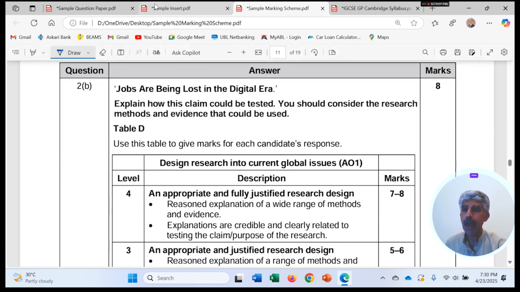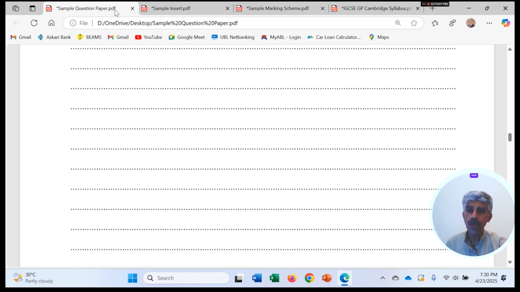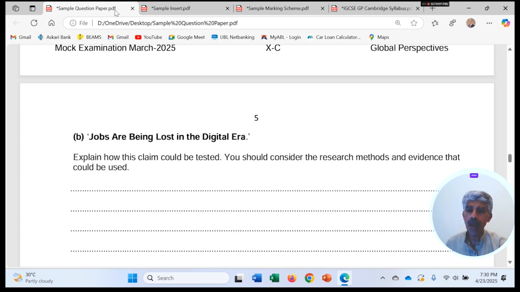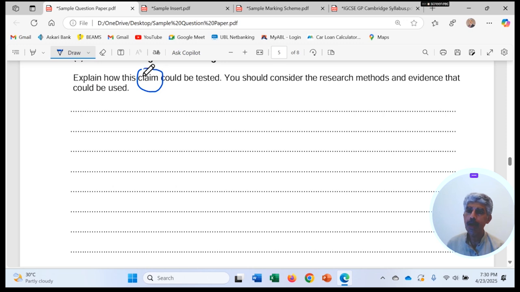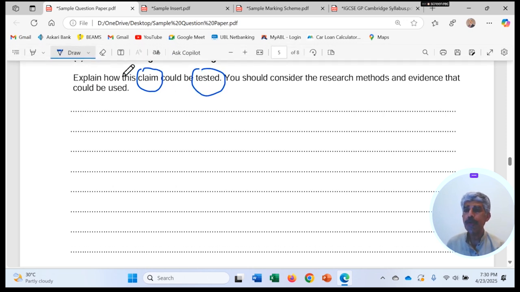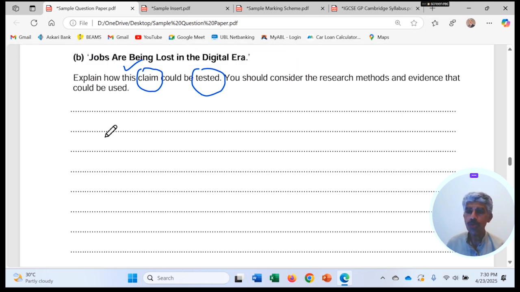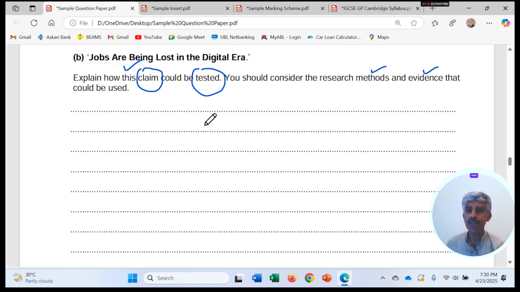If I go to the question paper first, here is question 1, 2A, and here is 2B. Jobs are being lost in the digital era. This is the statement, the claim, given over here, and we are supposed to test this claim. If we are given this claim, how can we test it? What are the methods we can use? So there are 3 different types, and it says they consider the research methods and evidences.